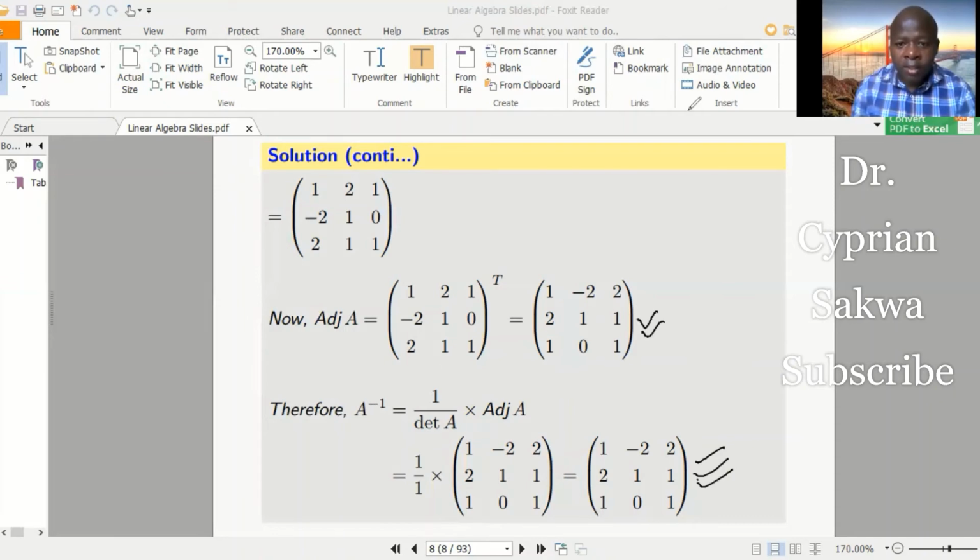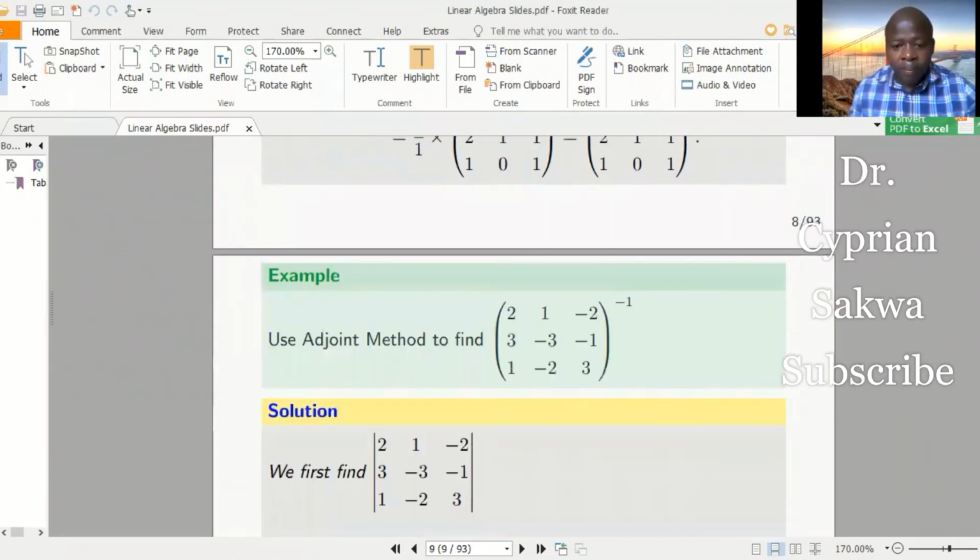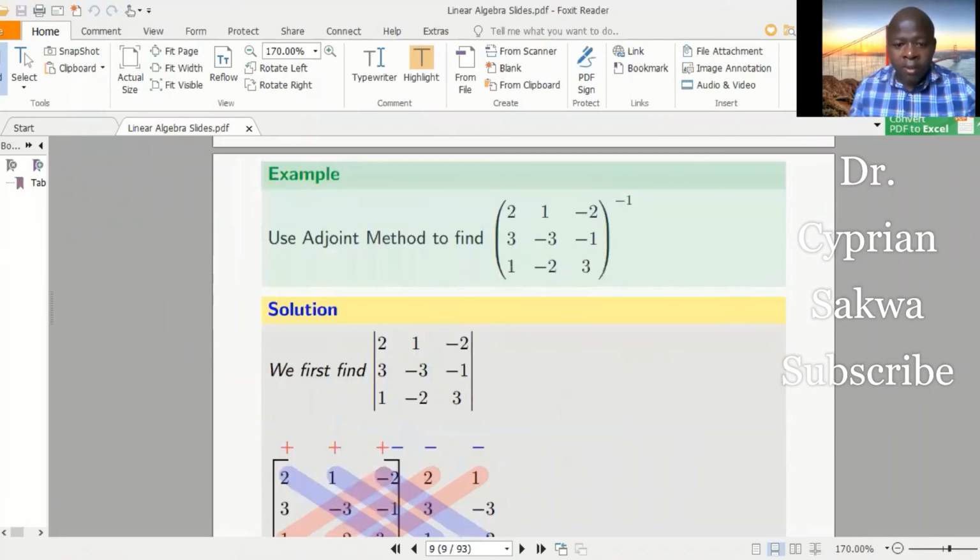Let's look at another example to make our working clear. So here is the question, and the question says, use adjoint method to find the inverse of this matrix. Remember, this power means inverse. Power -1 means inverse.